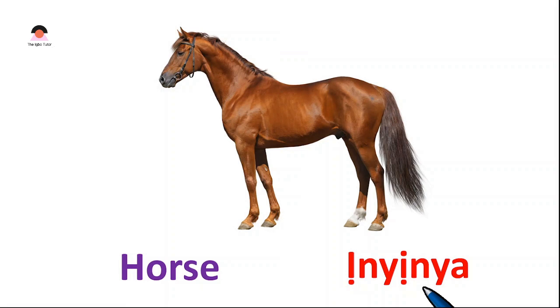The next is horse. What is horse called in Igbo? It's called inyinya. Please pay attention to the pronunciations, because if you don't get it right, it means something else. Inyinya, that is horse.